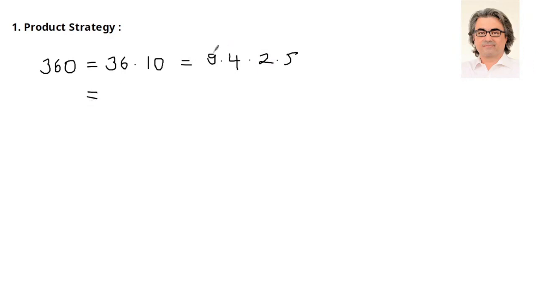After that, 9 is 3 times 3. 4 is again 2 times 2. And the remaining is 2 times 5, right? Check all numbers, one by one. If you check, all are prime. So I cannot write one of them as the multiplication of any other numbers except 1 and itself.